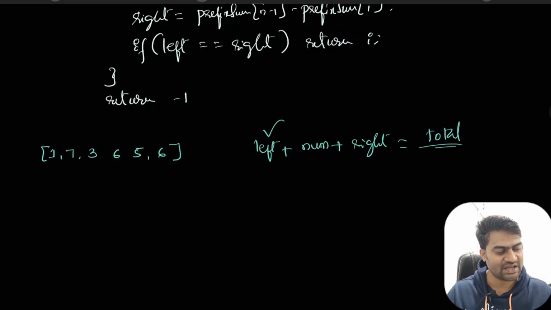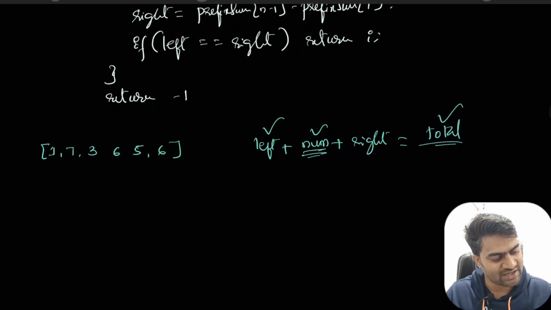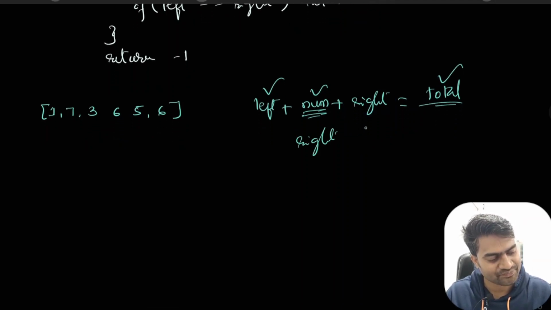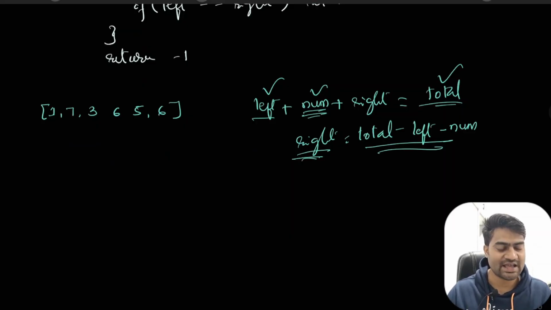Now I know this one, I know this one, I know this number which I am trying to process. So if I am standing here, I know the prefix sum, this is left, I know the number, and I will have to calculate total. So I will calculate it earlier. So I can simply find the right, correct, right? So our right will be total minus left minus the current processing number, correct, right? So this will give us our right. So if left and right are equal, again we will use the same logic. We will simply return that as a pivot index.